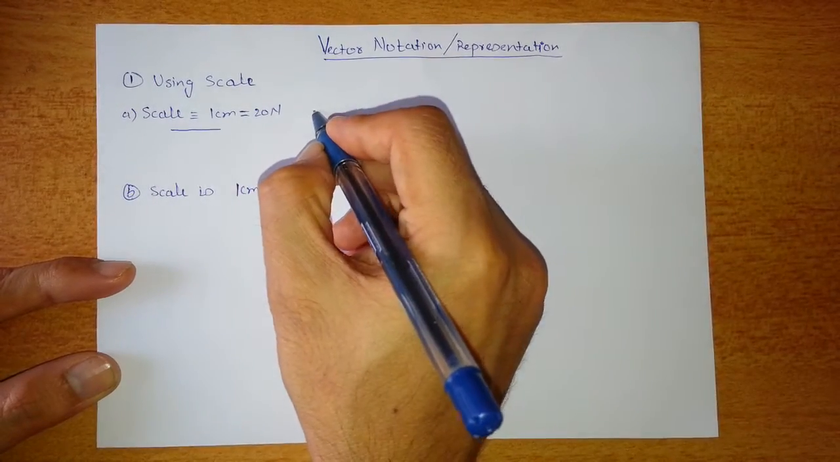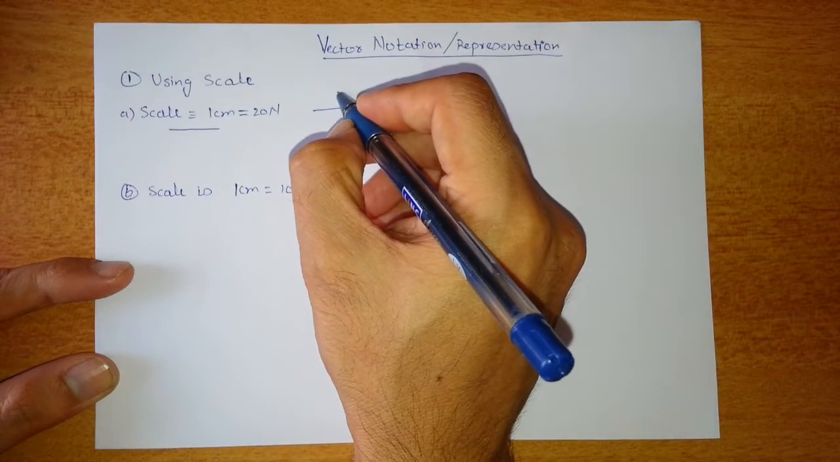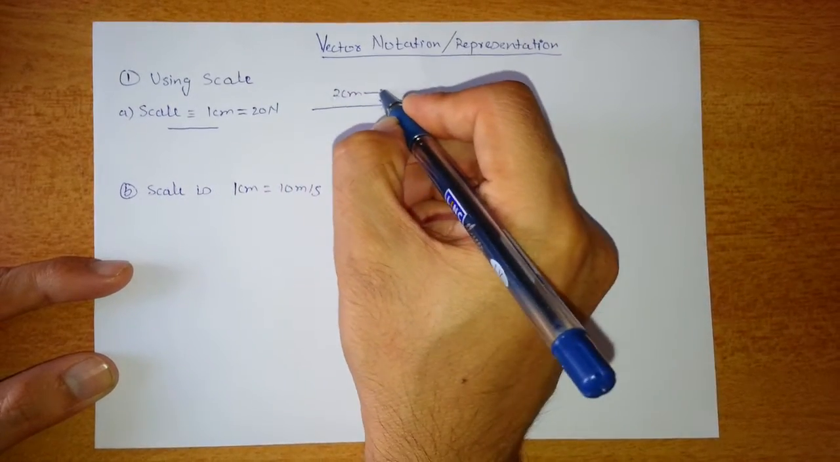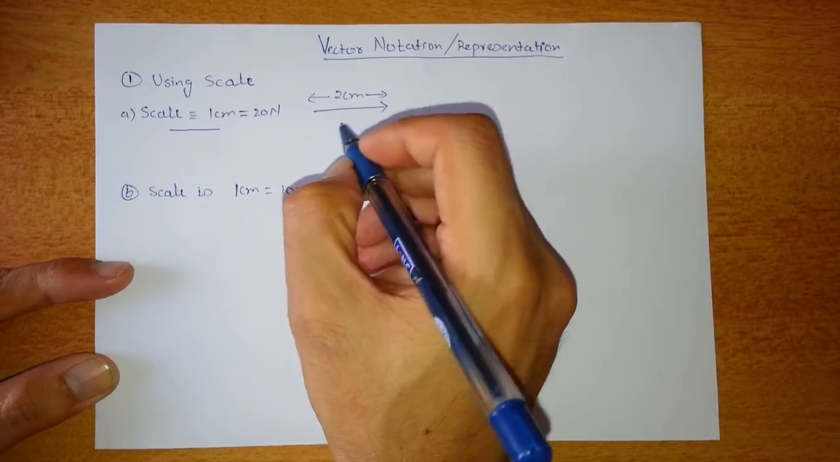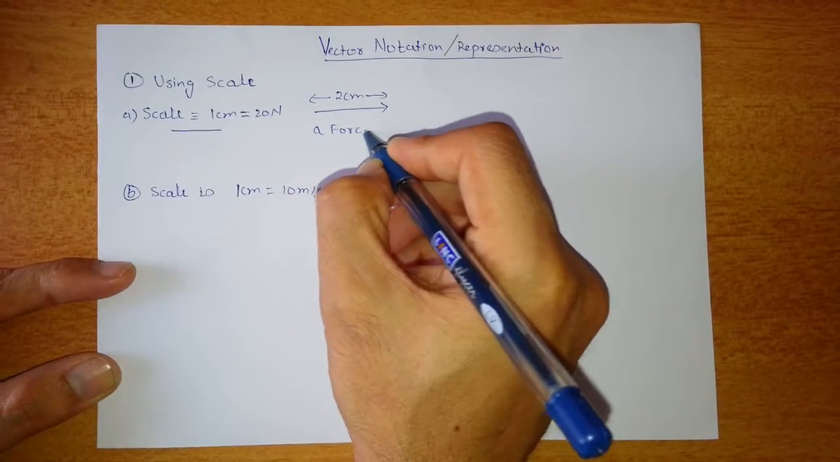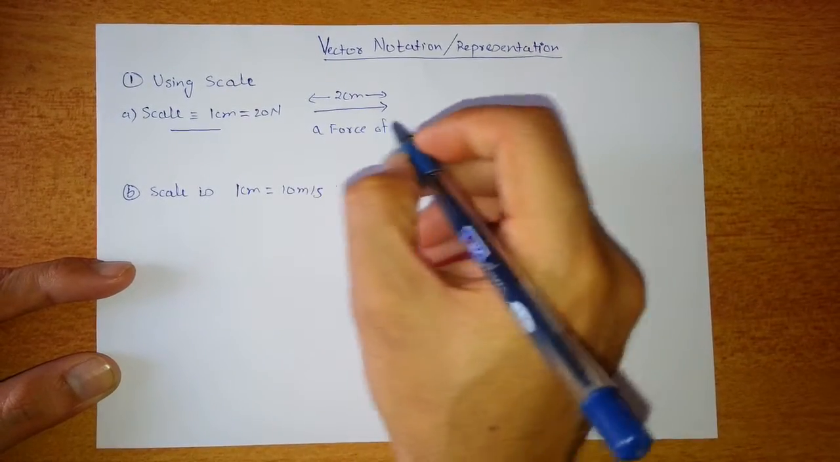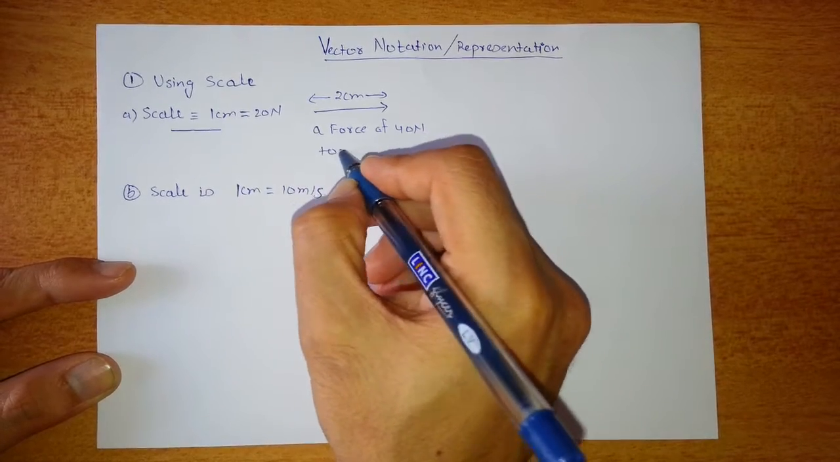So if I draw a vector whose length is, let's say, 2 centimeter, then I can say that this vector represents a force of 40 Newton towards right.